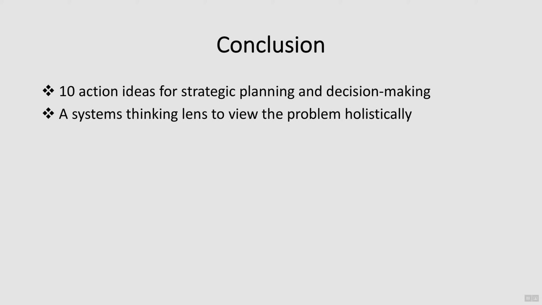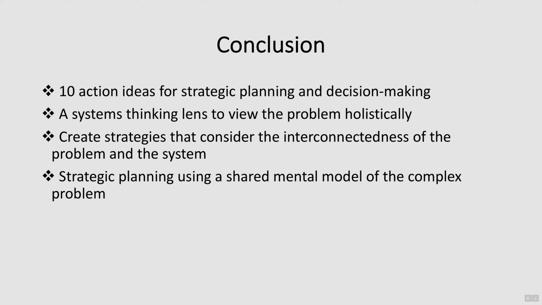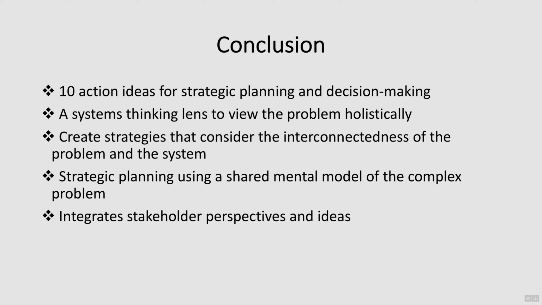By using the causal loop diagram for the discussion and considering the leverage points, the strategic planning will have a more systems thinking lens and a more holistic approach that considers the interconnectedness of the problem. Ultimately, the goal was to create action items for strategic planning that used a shared map of the problem and that integrated diverse stakeholder perspectives and ideas. Feedback from the participants in the workshop suggested that these goals were achieved and the workshop activities had a positive influence on their planning to address this complex problem.